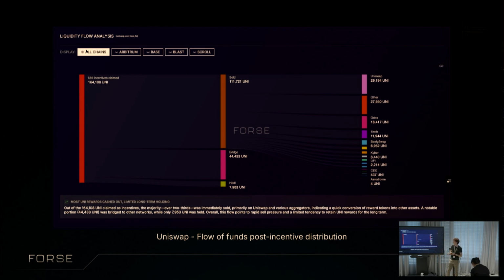Meaning you give away 164,000 UNI and you create a sell pressure of 150,000 UNI, because those people farming these incentives are very unlikely to hold your coins. And this is also true for other incentive programs.